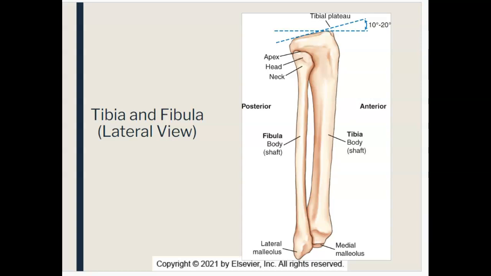And then the proximal fibula is going to have the apex, the head, and the neck, as you can see in this picture. We have the body, which is that long slender area between the two extremities, and then lastly it ends in the lateral malleolus, the enlarged distal end of the fibula, which is pretty much the distinct bump on the lateral side of the ankle.